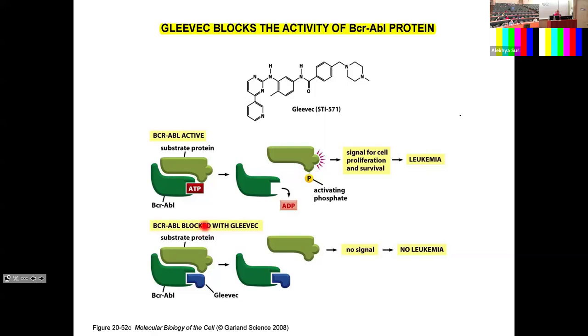So what happened is they designed this drug and they realized that they can dock in the area where the ATP site is. So then that drug is located in that area, so they cannot be phosphorylating, they cannot be signaling, so then they are not going to produce the leukemia. And this was having very good results in the clinical trials.